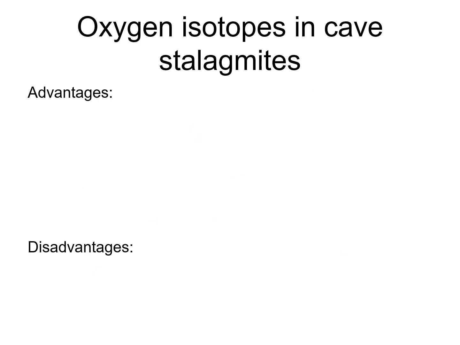And now finally, there's a chance to look at the advantages and disadvantages of cave stalagmite isotope records compared to those that you might obtain from ocean cores and from ice cores in order to obtain records of past climate.